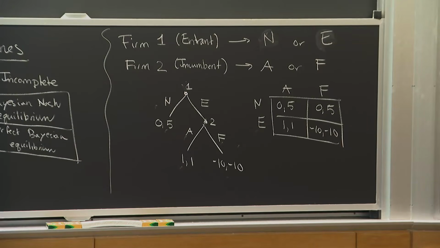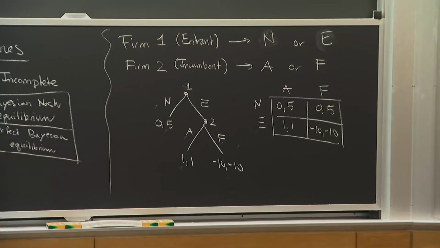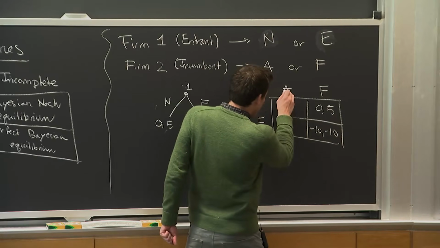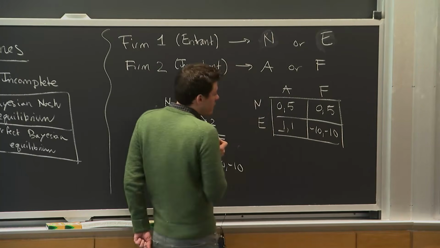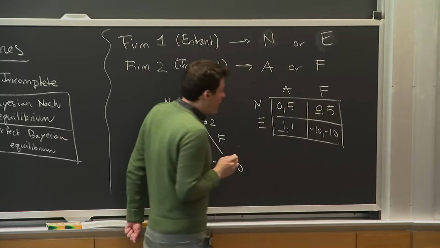Well, now let's just do our standard approach to try to find the Nash equilibrium of this. This is a good little review. The final exam is going to be cumulative, so you do have to remember how to solve the basic games. So let's see. We go down here. If firm 2 is going to accommodate, then it's better for firm 1 to enter. If firm 2 is going to fight, it's better for firm 1 to not enter.